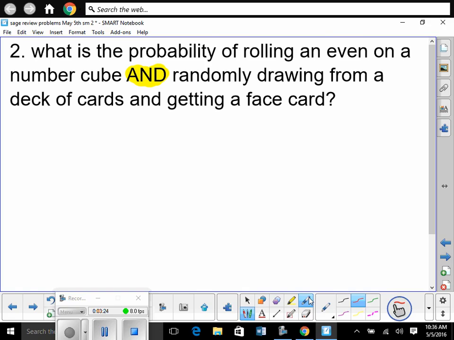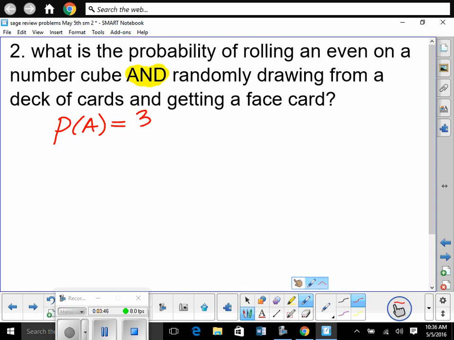Okay, so let's find the probability of event A. Isn't that the probability of rolling an even on a number cube? So how many times does that happen? A 2, a 4, and a 6. 3 out of 6 times. Doesn't that happen 3 out of 6, everybody? Yes. Okay, so we found the probability of event A, 3 out of 6.